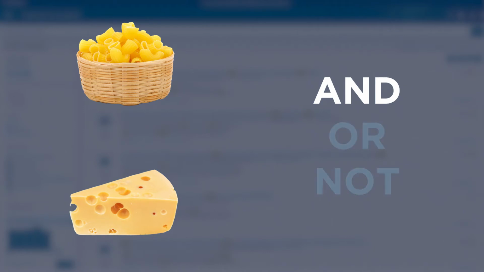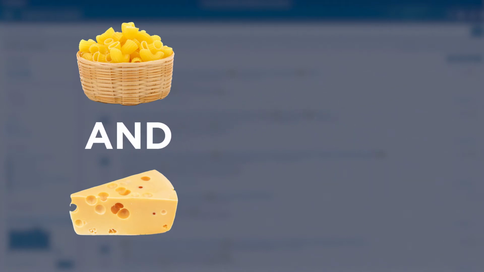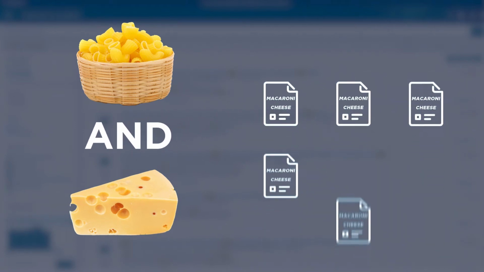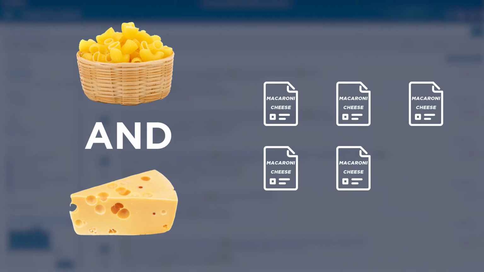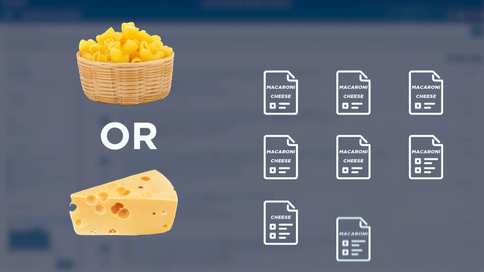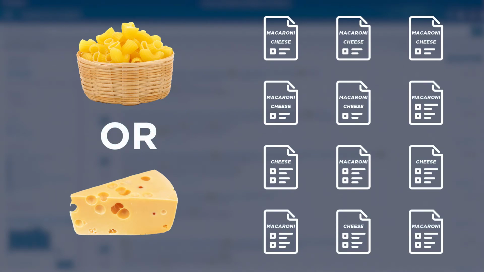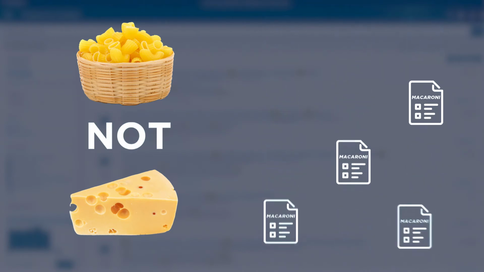If you search for macaroni and cheese, you will narrow your search results to articles that contain both words. If you search for macaroni or cheese, you widen your search to articles that could have either word or both words. If you search for macaroni not cheese, the articles must contain the word macaroni, but cannot contain the word cheese.